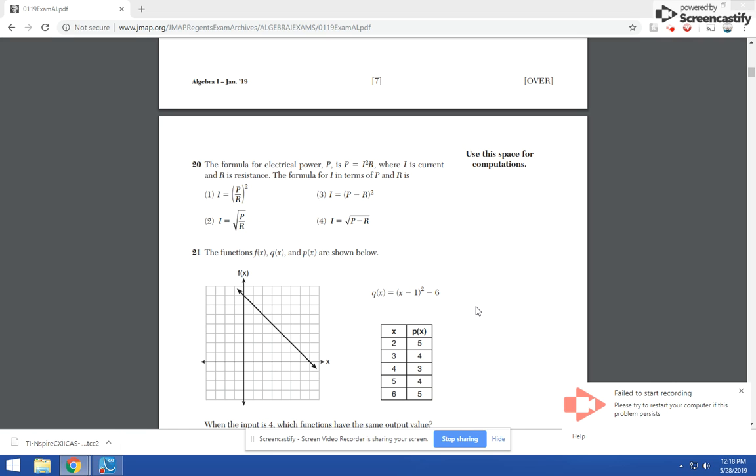Hey all, looking at the Algebra 1 January 2019 regions, and number 20 is a literal equation. So you can do this in a calculator. It involves a little bit of searching, but once you practice this a few times, it works out pretty well. Because we've got variables here, P, I, and R, what we have to do is in the calculator store numeric values for them.